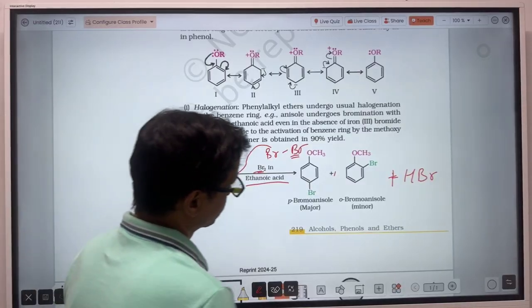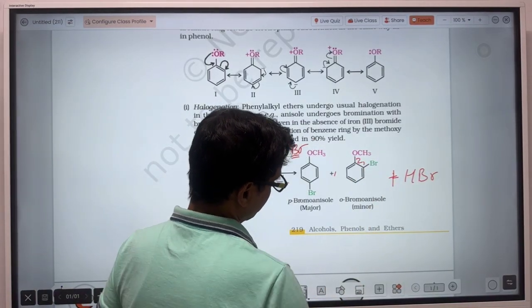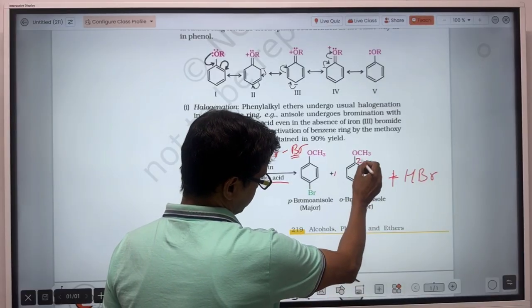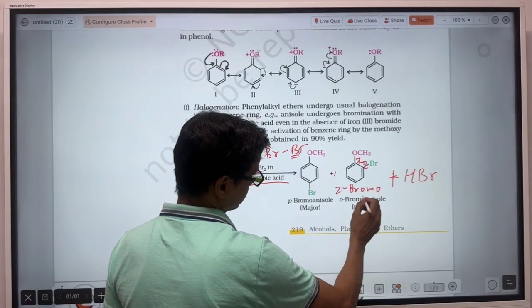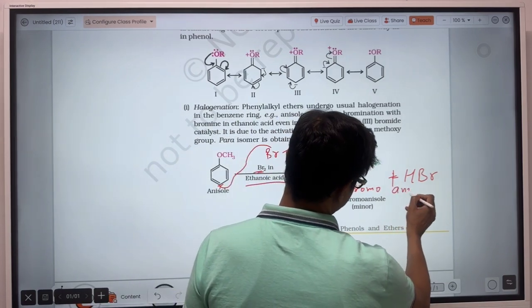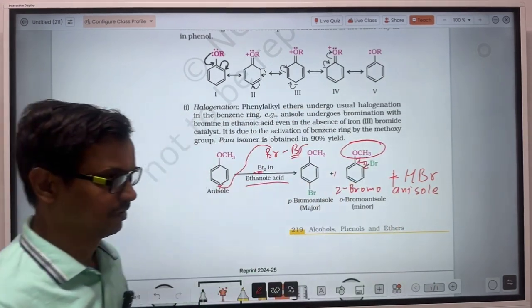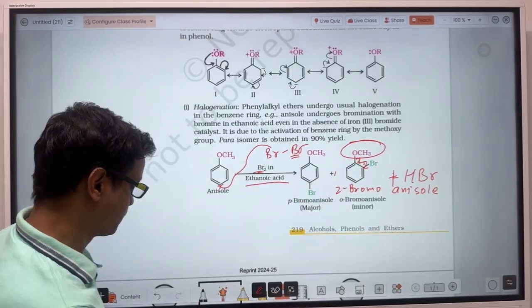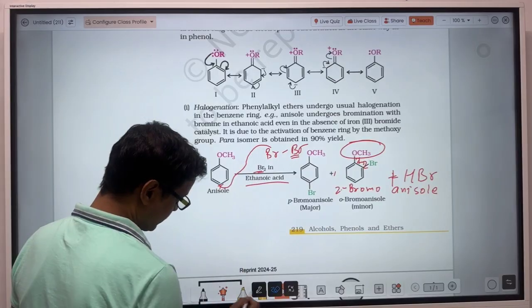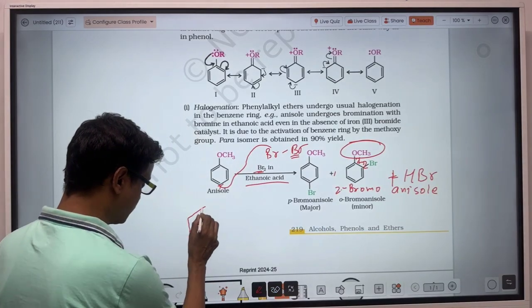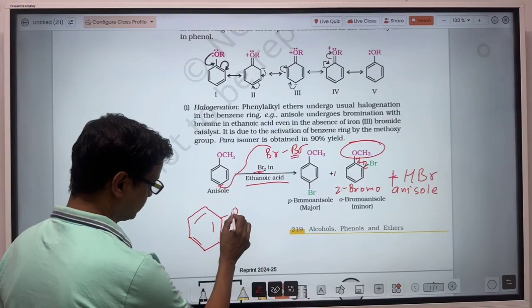One bromo 2 methoxy benzene. Either that will be the name, or it is also called 1, 2 here, so 2 bromo anisole. Anisole, particularly when methyl is bonded to the oxygen, this compound is called anisole. It is called anisole when the methoxy group is bonded to the benzene.